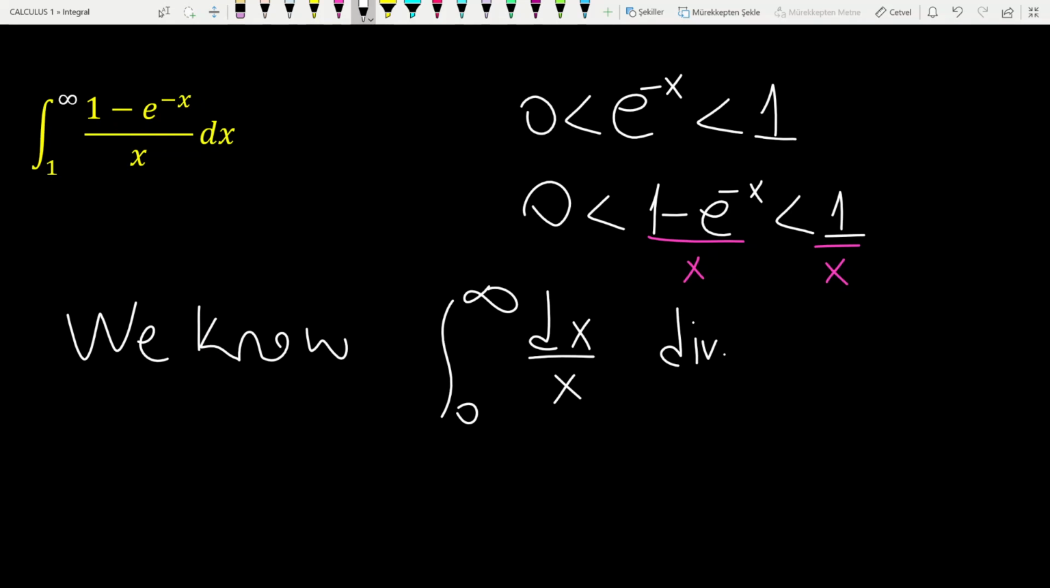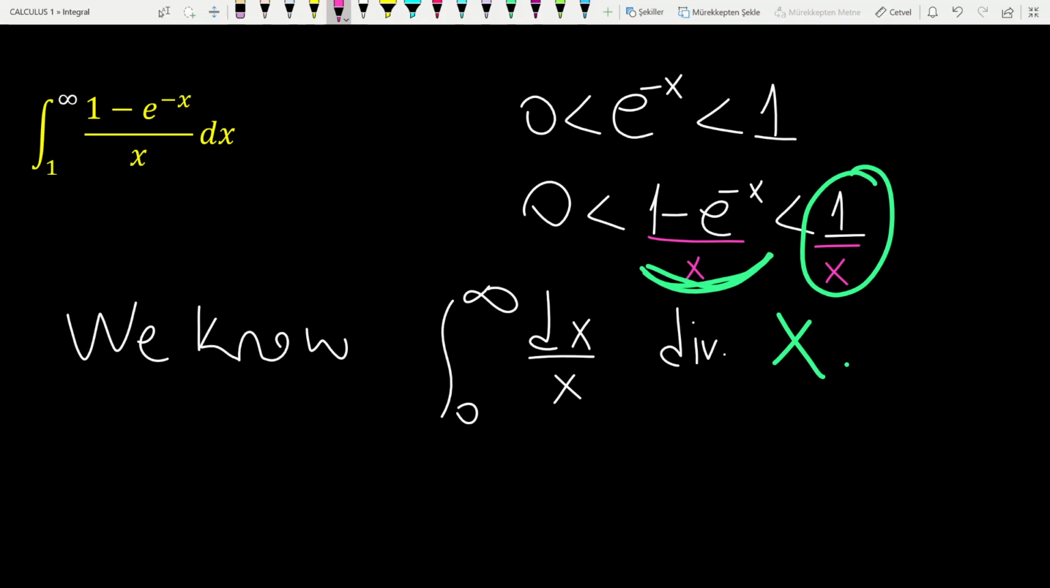So if you use direct comparison test, you cannot say anything about the given improper integral. Why? The greater one diverges. What can you say about the smaller one? It can be anything. It can be divergent. It can be convergent. The answer of this can be infinity or a number. This is why direct comparison test does not work. So for this reason, I want to use limit comparison test.